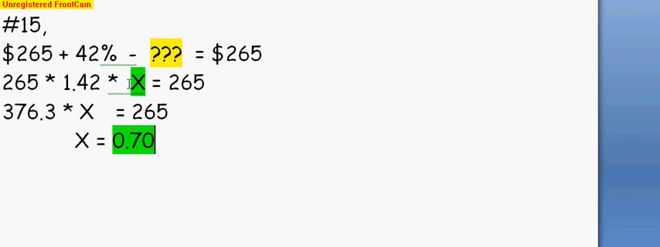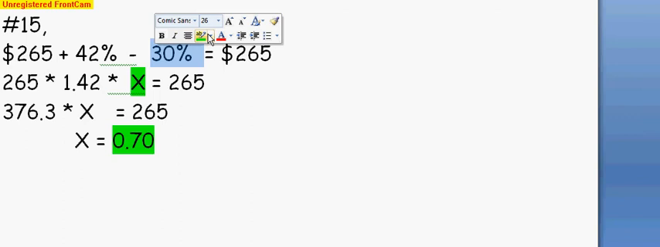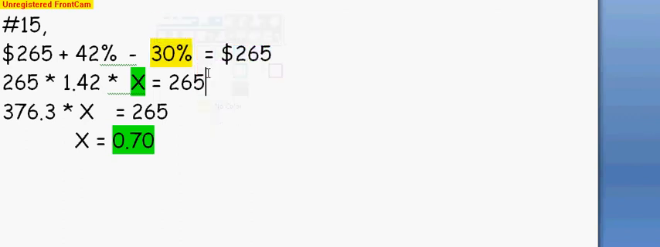Okay, so if this X is 0.7, how much was the discount? Well, it means that the discount here was 30%. Okay, and that is going to be the answer to this problem. Because if we go down 30%, that means times 0.70, which is what X should be. This is a hard problem. Watch the video again if you need it.